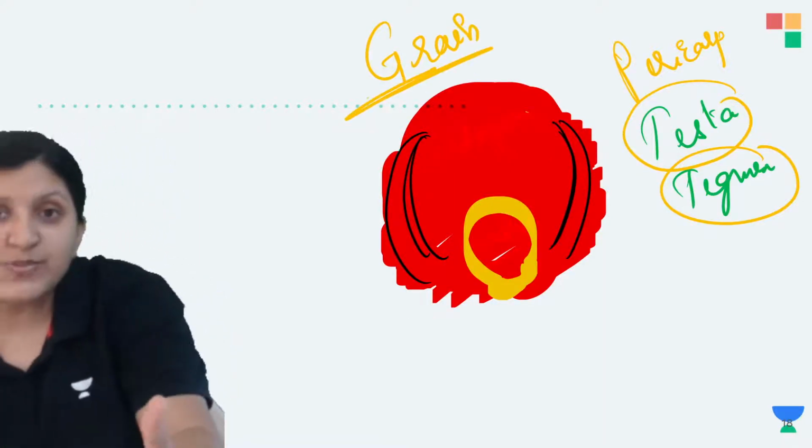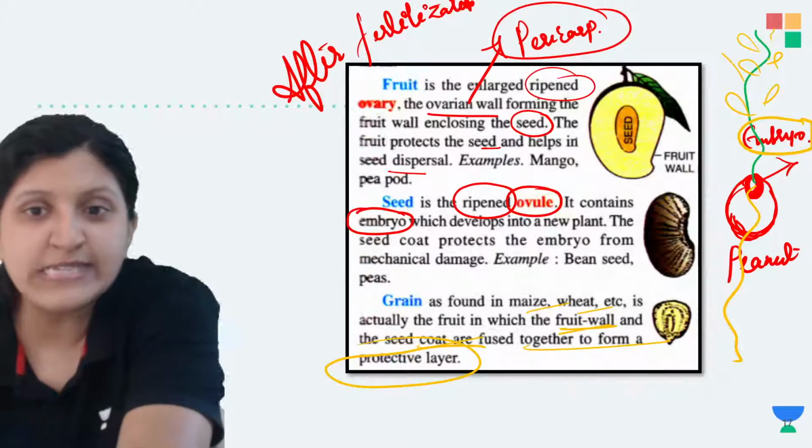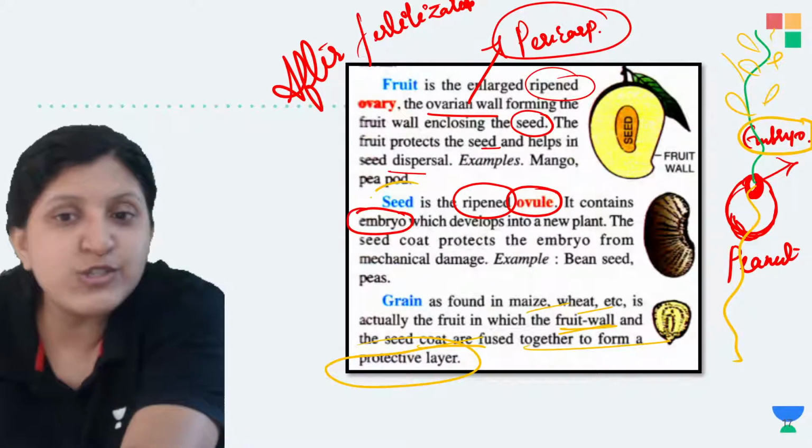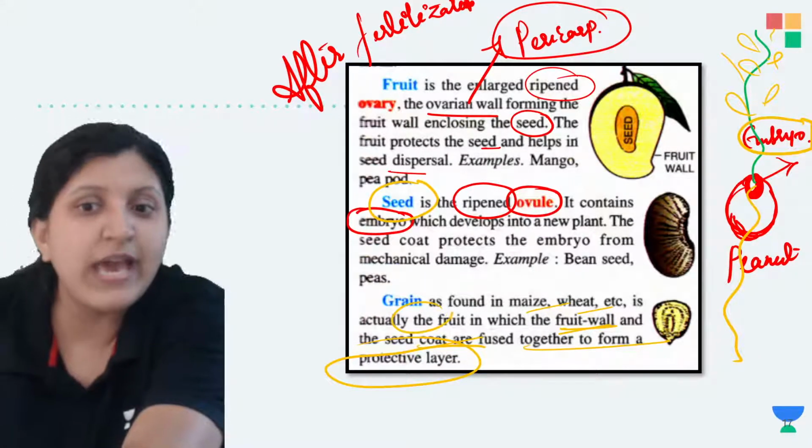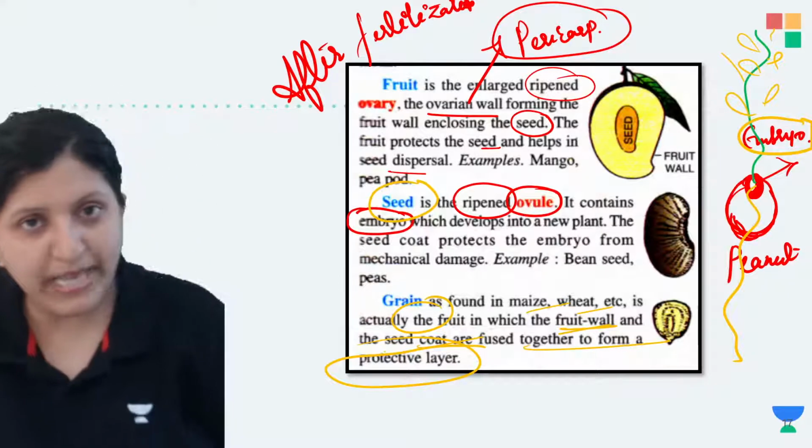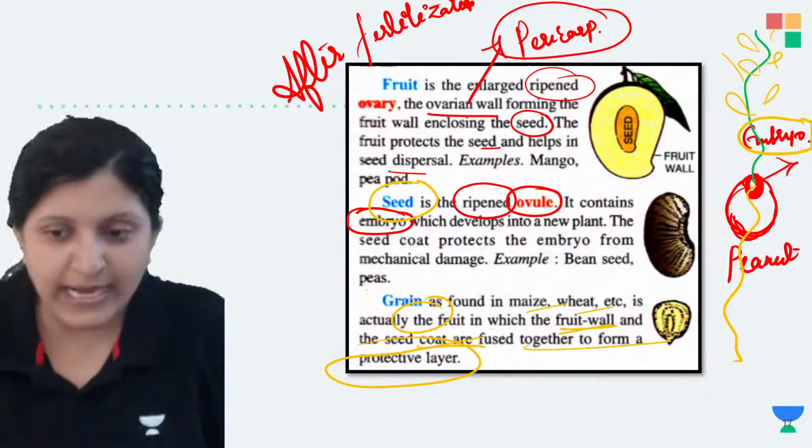So there is a difference between grain and a seed. So what is that difference? In a seed, there is no fusion, but in the grain you can see that the fusion between the pericarp and the seed coat has occurred.